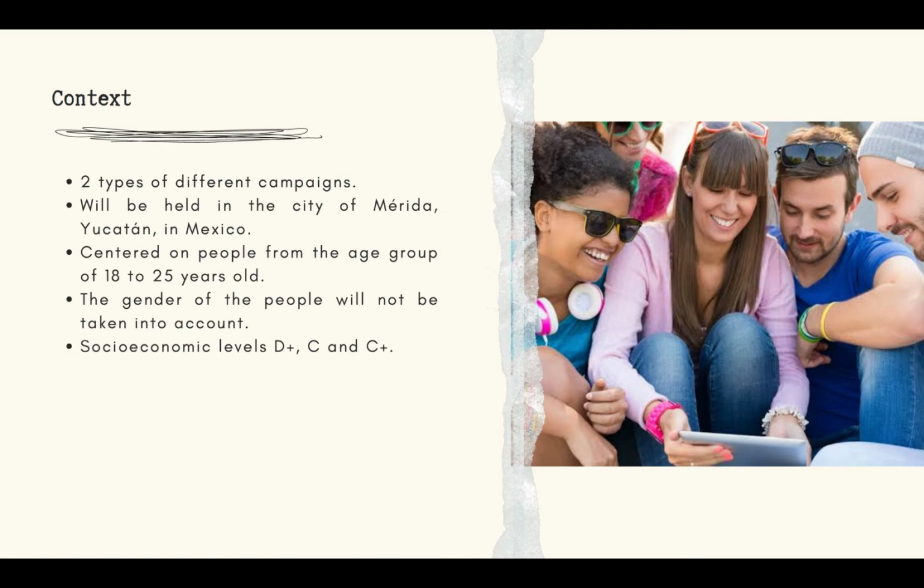This project is centered on people from the age group of 18 to 25 years old, since the principal ads in the research are aimed at youth. For the experiment, the gender of the people will not be taken into account. However, the focus will be on socioeconomic levels D+, C, and C+, because the project in general focuses on advertising campaigns in social networks, so they must have a device with internet.